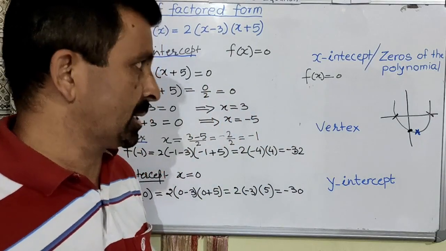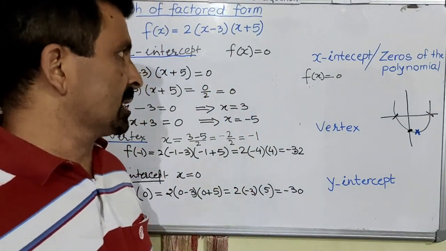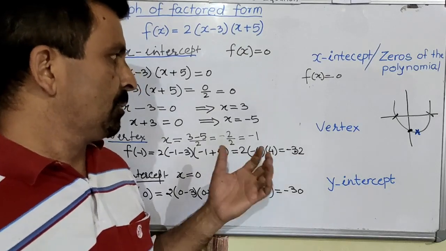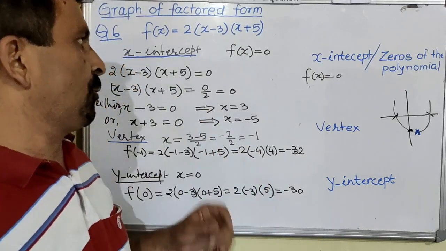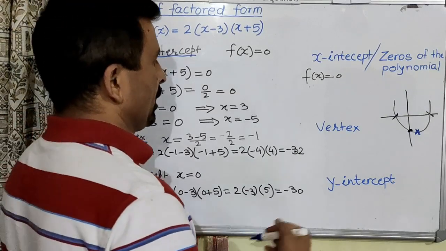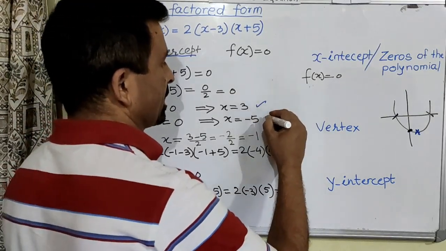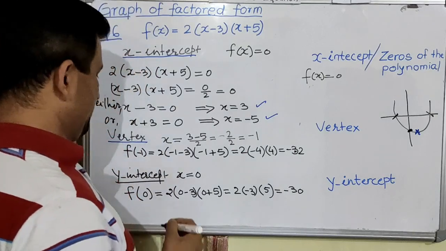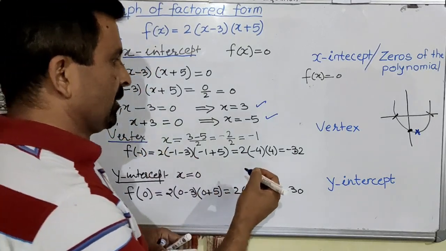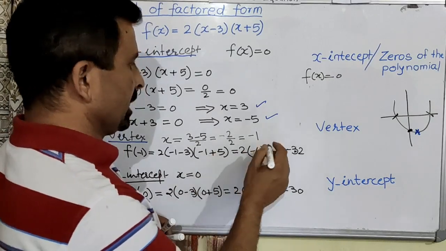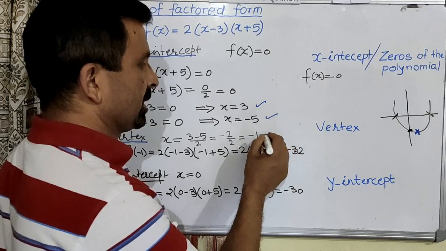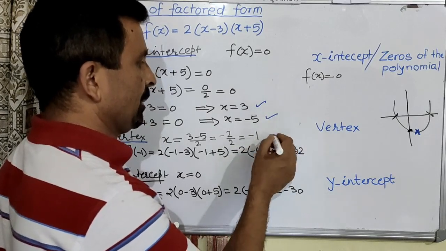It's very, very important. After all the calculation is done, I will now show you plotting the graph. All these points will be plotted: this x intercept and this x intercept, these two will be plotted. Then the coordinate of the vertex will be minus 1 and minus 32. So we will make a pair of these two numbers, and these points will be plotted.